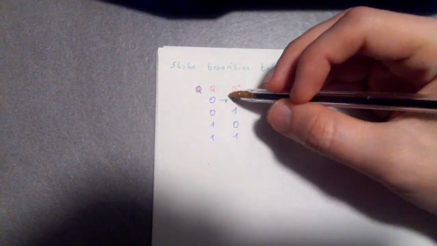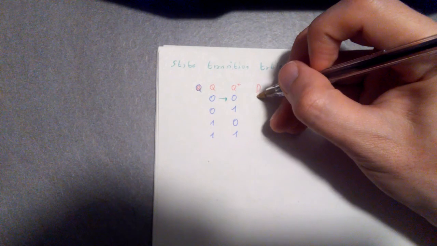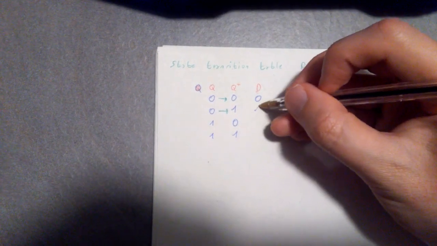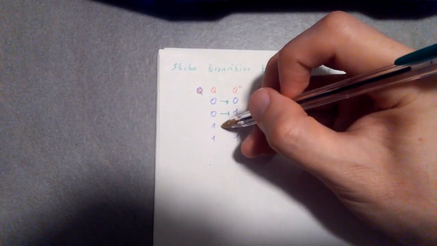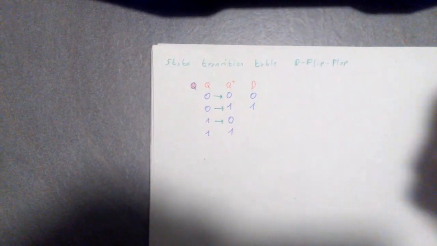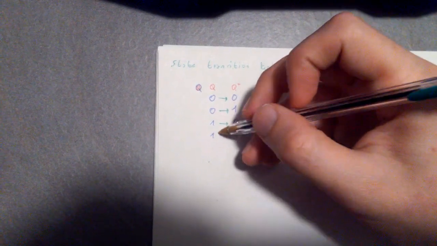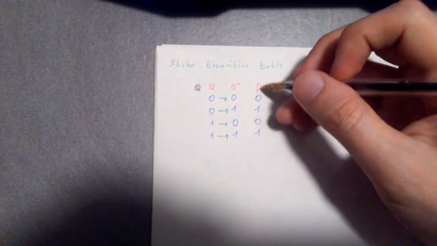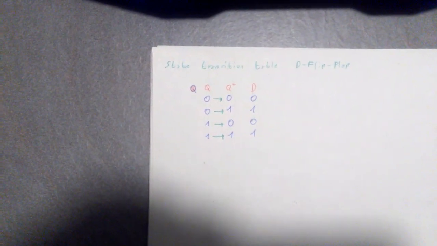So if I want to stay at 0, it's fairly simple. I'm just going to have 0. If I want to go to 1, then I'm going to have 1. If I want to go from 1 to 0, then I'm going to have 0. And if I'm in state 1 and I want to go to 1, then I'm going to have 1 as an input to D.